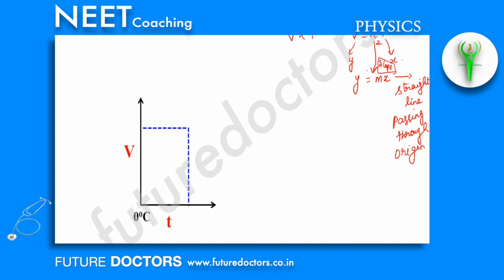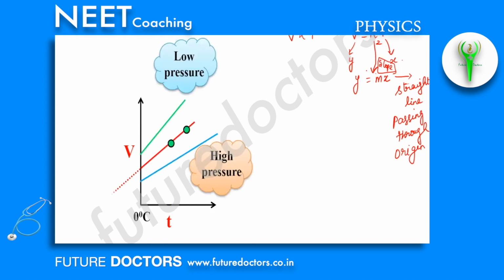Now we are plotting volume against temperature. When you increase the temperature, volume also increases. This graph is for different pressures: it is at one particular pressure, and this is another particular pressure. But here it is not passing through the origin.